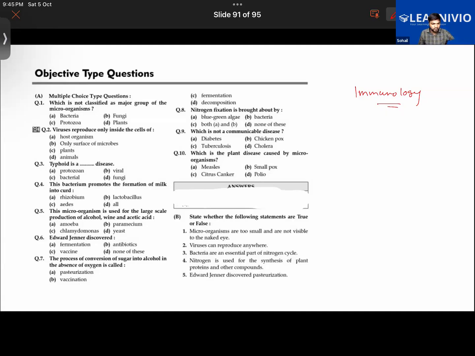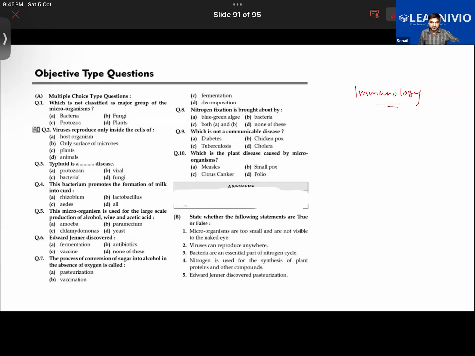Next. Fermentation. Next. Both A and B. Yes, it is correct, in fact. Specifically, we have examples of bacteria like Rhizobium. Which is not a communicable disease? Diabetes. Which is the plant disease caused by microorganism?